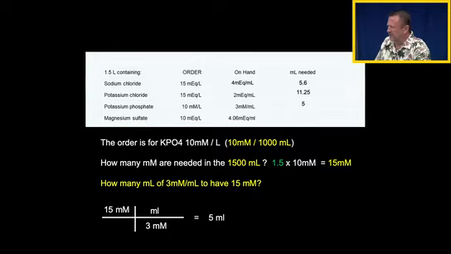All right, here's potassium phosphate. They want 10 millimoles per liter of solution, which is 1,000 milliliters. And remember, we're coming up with a 1,500 milliliter solution bag. And so we'll take the 10 millimoles that we want, we have 10 millimoles per liter. We'll multiply that by 1.5. That means we're going to put 15 millimoles of potassium phosphate in that solution.